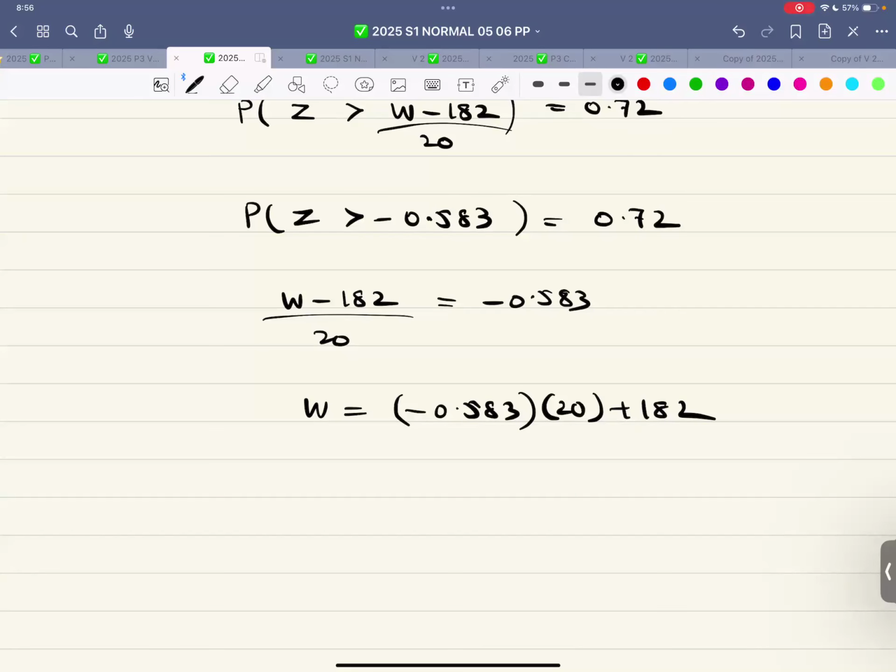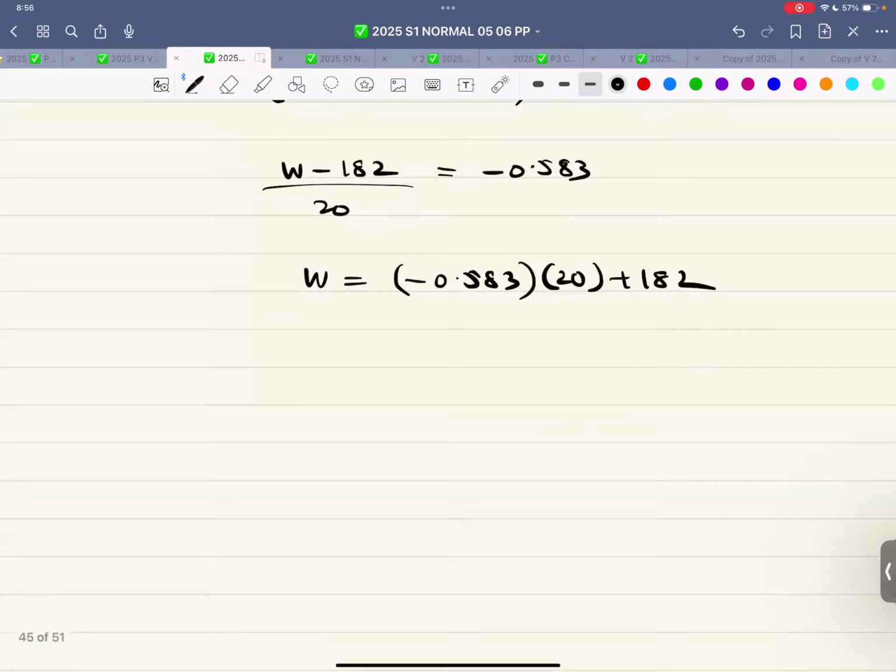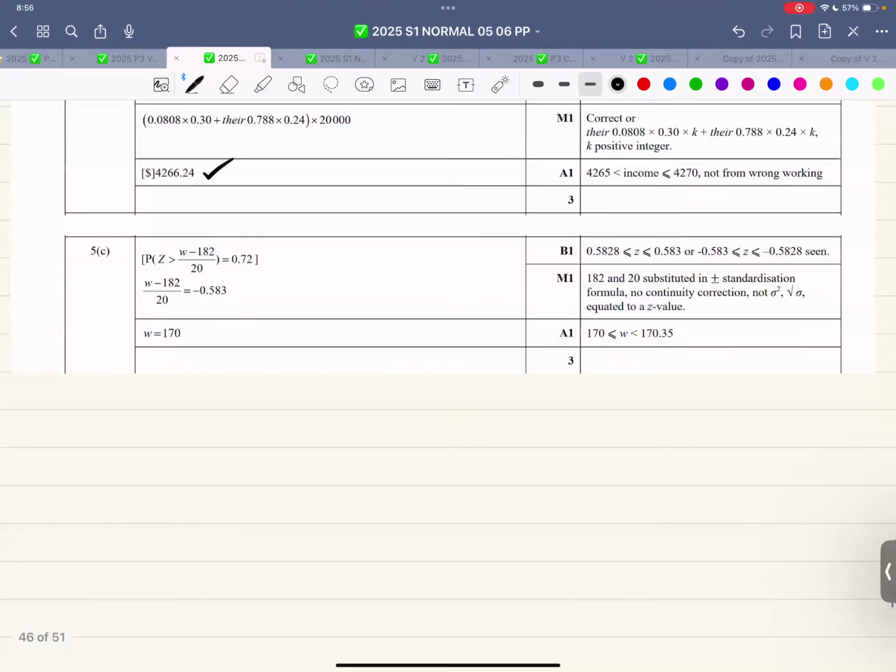So negative 0.583 into 20 plus 182, this comes out to be 170.34. So W is 170.34, and I can round it off to 170 correct to 3 SF. As such, I think if you even write this thing, that is all good. So let's double check 170. Yes, they have given the answer correct to 3 SF.